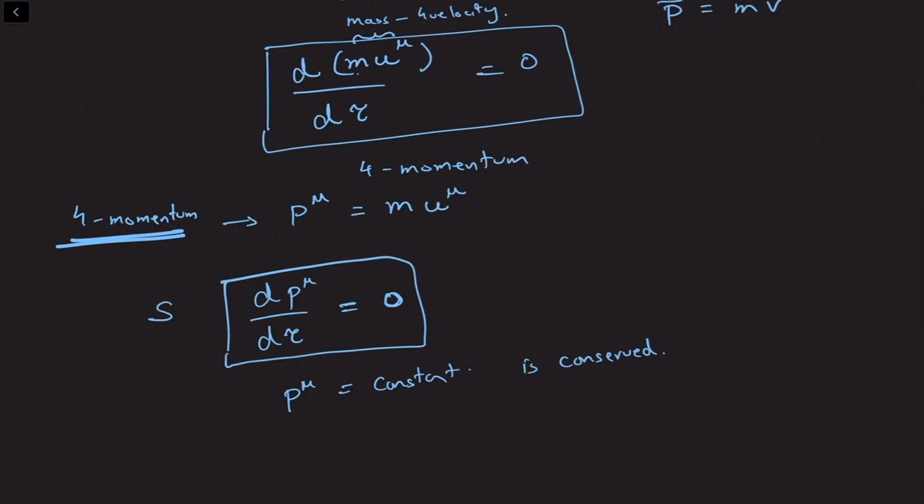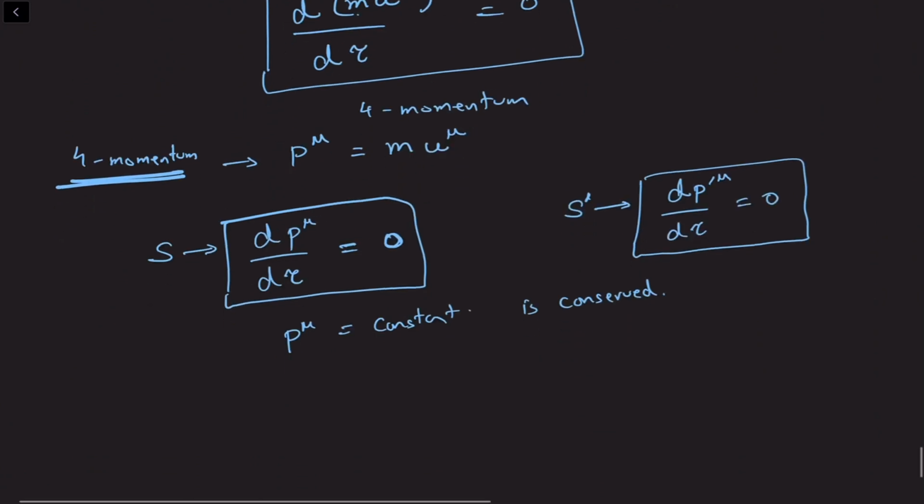So I wrote this law down in a reference frame S, but if we were to write it down in a reference frame S prime, we would simply write down dp'^μ/dτ is 0. Tau is the same no matter which frame you calculate it in, because it's just the proper time of the particle. And p^μ transforms like a 4-vector. So the law preserves the same form in any reference frame.